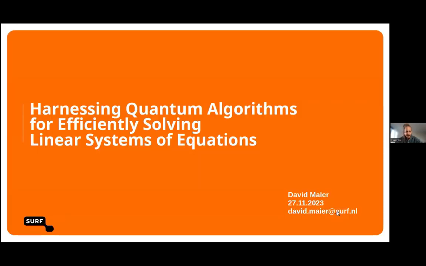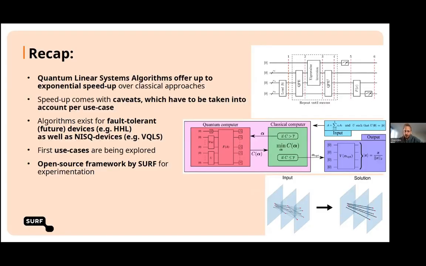One back, exactly, a little recap of what we heard about today: quantum linear systems algorithms offer up to an exponential speedup over classical approaches. The speedup comes with a number of caveats, which have to be taken into account per use case. As I just said, for example, you show that your matrix is sparse, you show that you can prepare your state, and that you have some idea of what you want to do with the output. There are algorithms to do this on fault-tolerant future devices, which are very efficient, as well as algorithms that we can use on current or near-term NISQ devices, for example BQLS that we looked at. The first use cases are being explored.